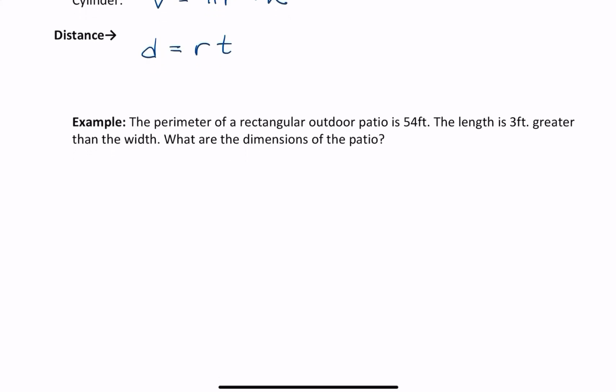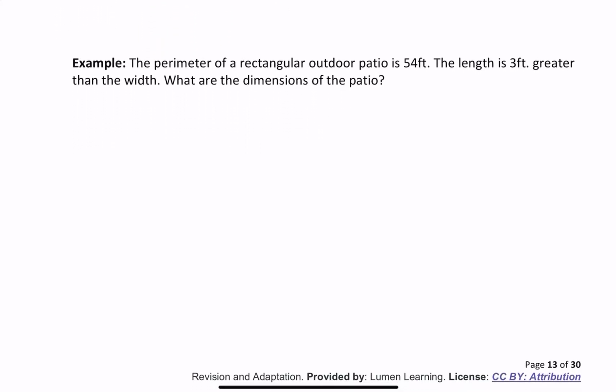So those are a few formulas just to be familiar with, and we're going to use those on the next few examples. First example: the perimeter of a rectangular outdoor patio is 54 feet. The length is 3 feet greater than the width. What are the dimensions of the patio? So here, draw a picture and label everything you know.